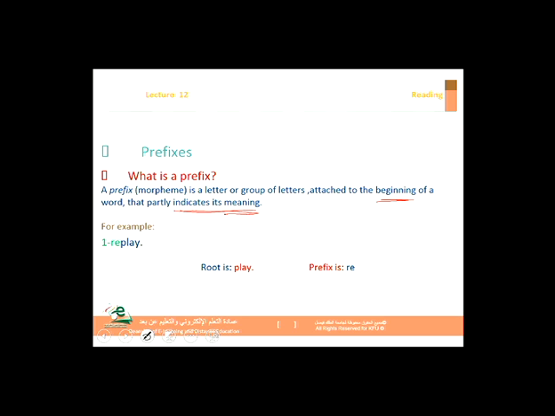For example, the word replay. The word replay here has two parts. This is the root, play, and this is a prefix. Why? Because this is a morpheme, it has a meaning, and it changes the meaning of the whole word. So re means again, play, we all know what that means. So replay, play again. This is what we mean by a prefix.